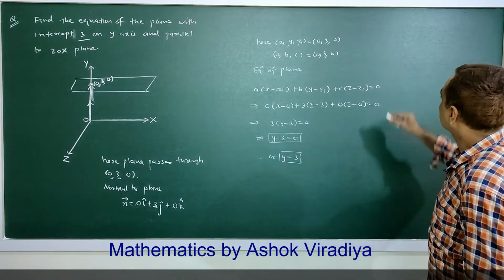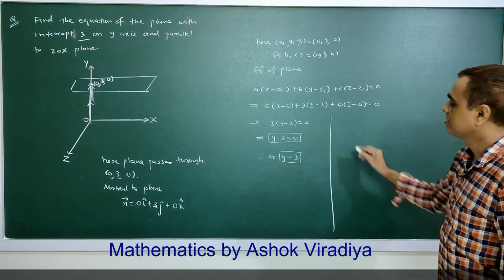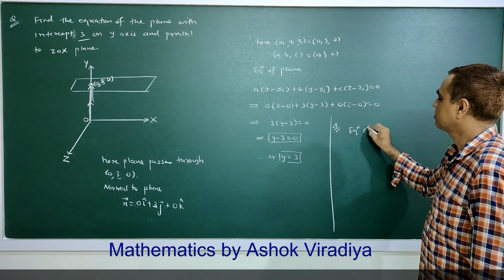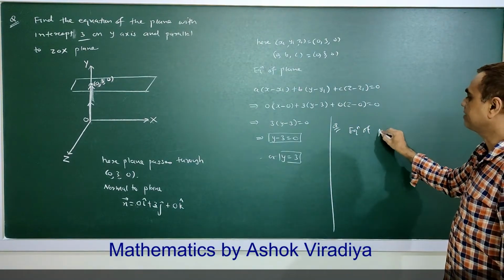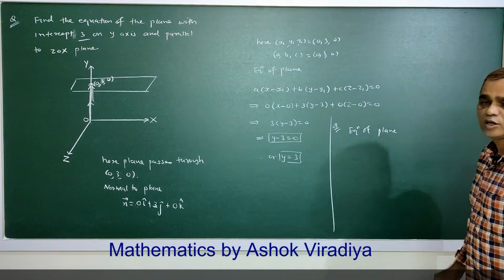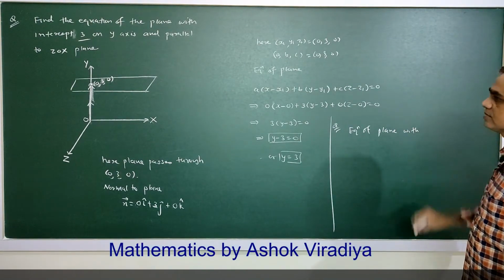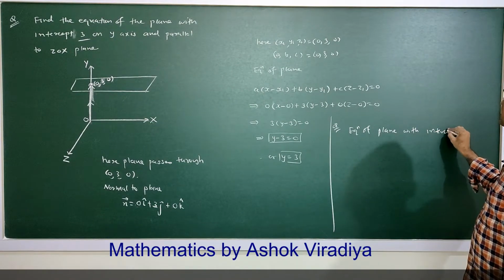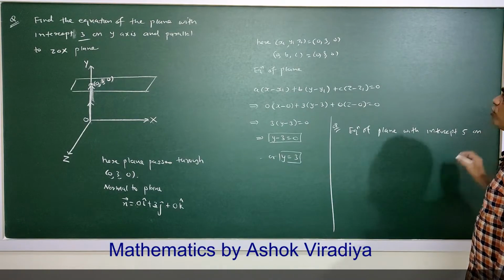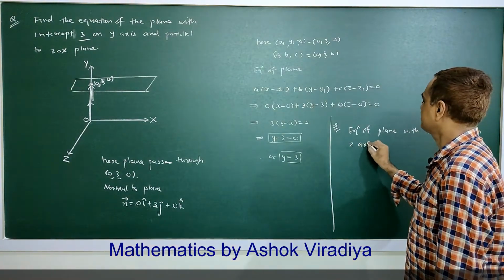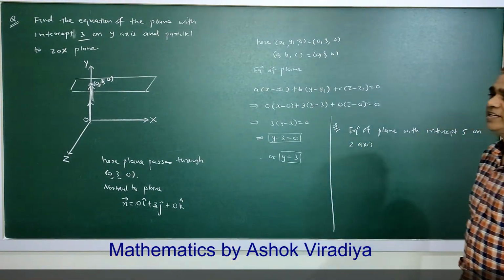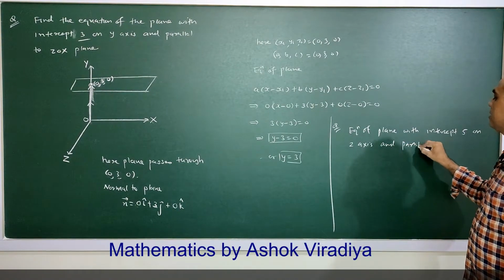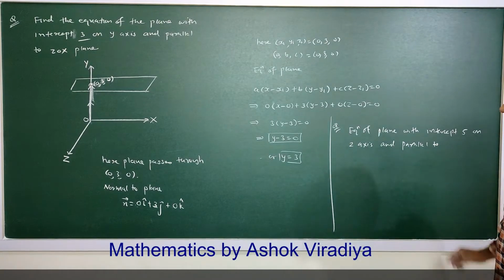As for example, suppose I give one more question, changing the words: find the equation of a plane with intercept 5 on the z axis and parallel to the XOY plane.